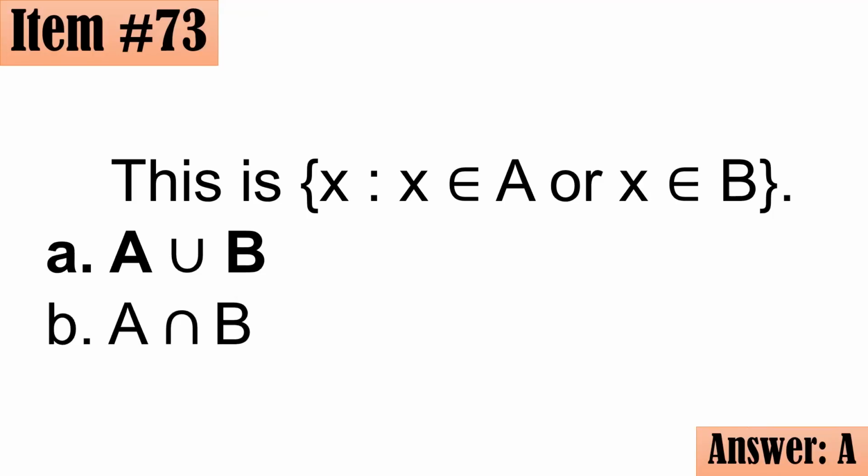Yung letter B po kasi, or intersection, it is the set of all x such that x is an element of A and B. Take note po ha, kung letter B na intersection, dapat and po yan dito. Kung or, union. Letter A.